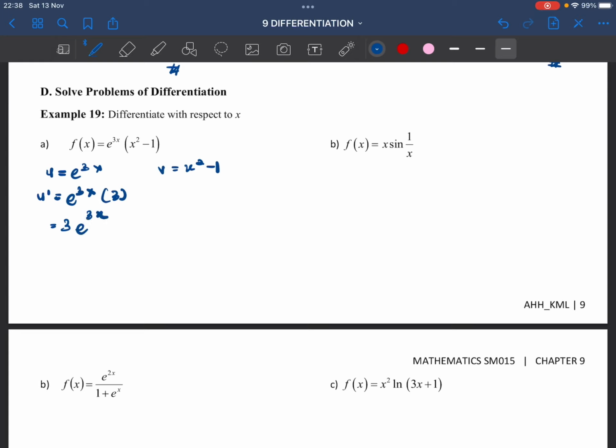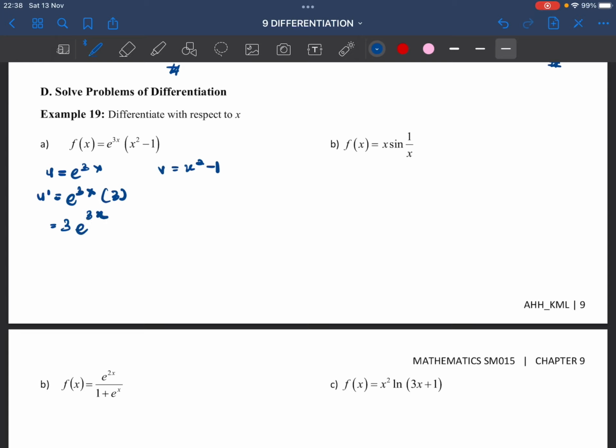e^(3x). Okay, so ini senang lah, tak payah fikir pun. Kita tahu dia akan dapat 2x. Okay, so now just substitute into the formula. We know that our formula for product rule is vu prime plus uv prime. So here we will have x square minus 1, 3e^(3x) plus e^(3x) 2x.